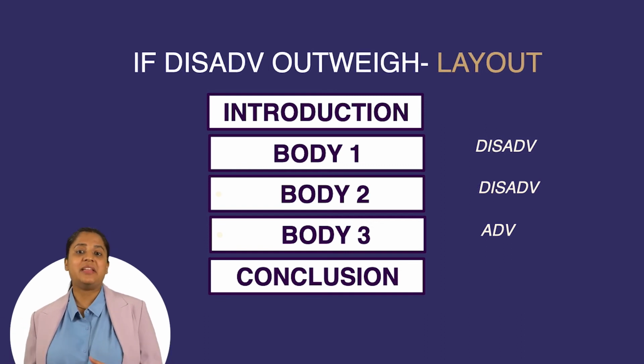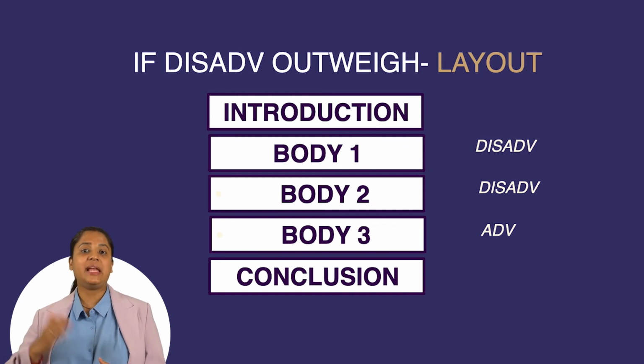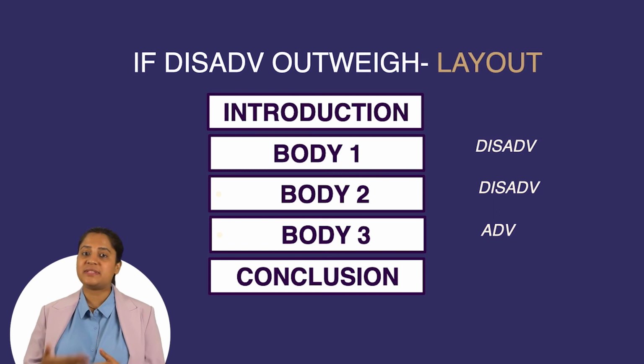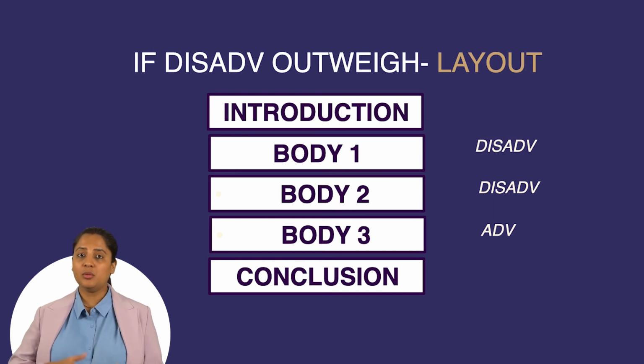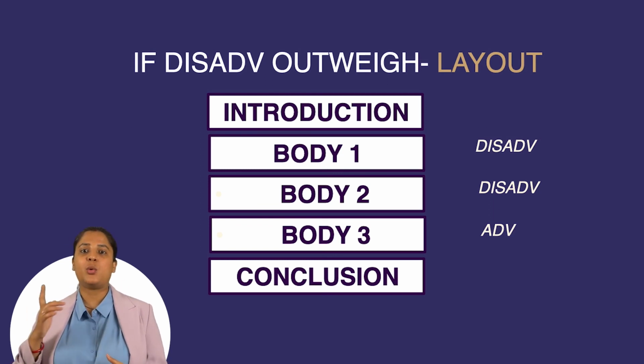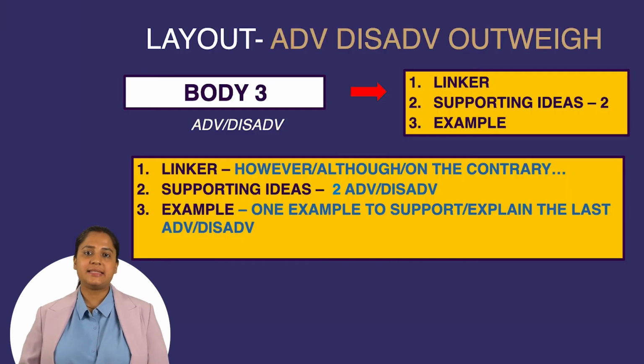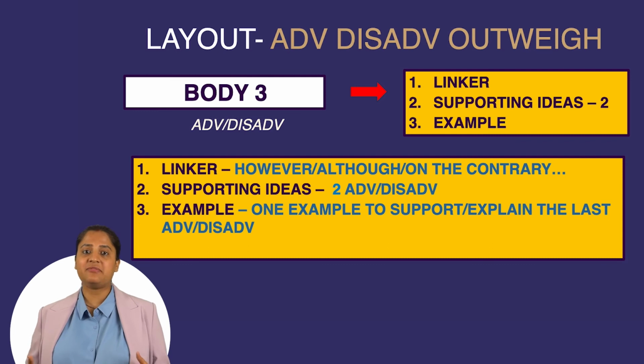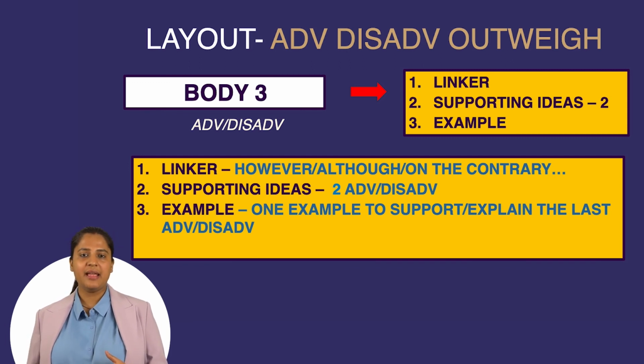Likewise, if we believe that disadvantages outweigh the advantages, the layout will turn and be the exact opposite of the first one. So now, 2 bodies for disadvantages and only 1 for advantages. Here is an inside look on how the body 3 can be framed. Since body 3 in any case will include the opposite idea, it should begin with a contradicting linker, such as, however, although, on the contrary, and so on.